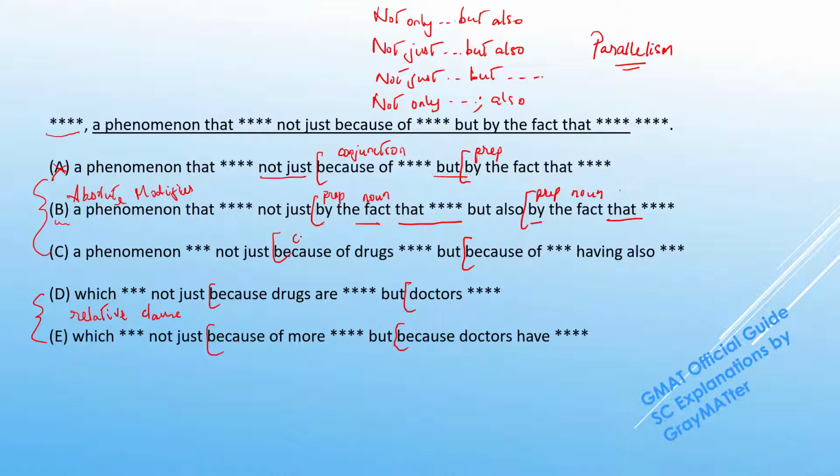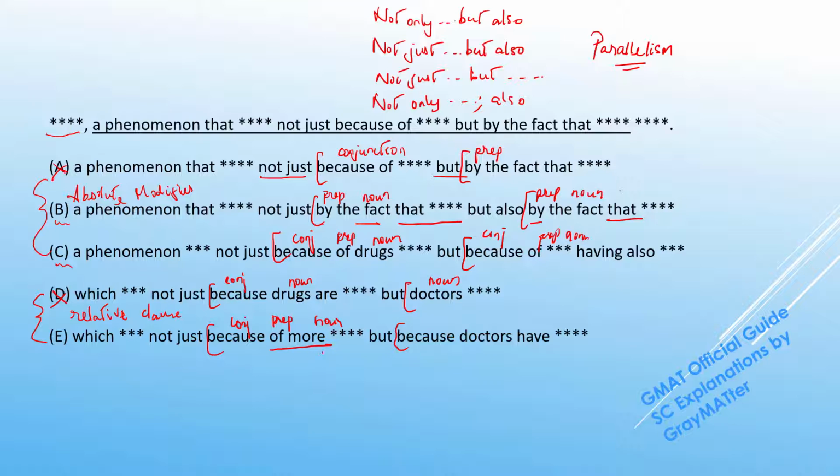In C, we have the conjunction because, the preposition of, and the noun drugs, and after the but, we have the conjunction because, the preposition of, and the noun doctors. So this seems parallel as well. Let's hold on to that. In D, after the not just, we have the because conjunction and a noun. But after the but, we have a noun. We do not have a conjunction. That breaks the parallelism.